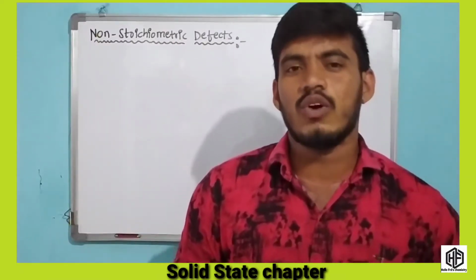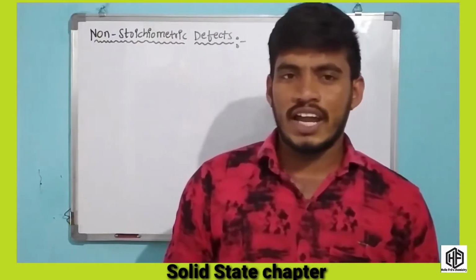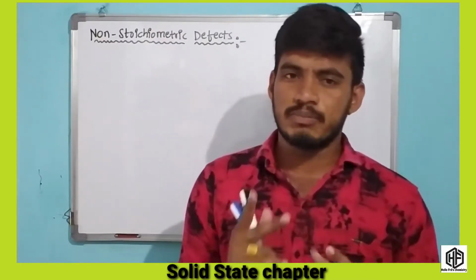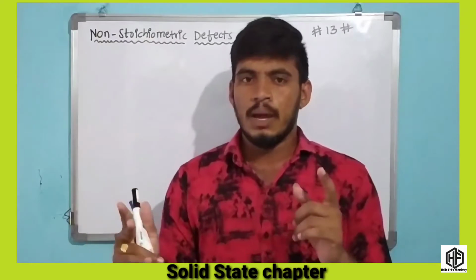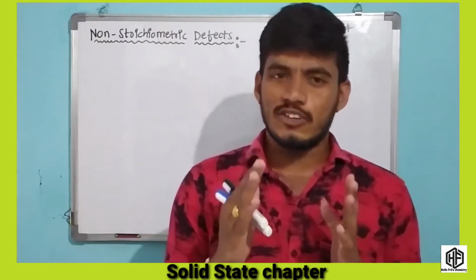In this video, we are going to discuss the non-stoichiometric defects. In my previous video, I had discussed the non-stoichiometric defects in two categories: one is the metal excess defect and the second is the metal deficiency defect. In the previous video I discussed the metal excess defect, but in this video we are going to discuss the metal deficiency defect. Okay friends, now let's start this section.